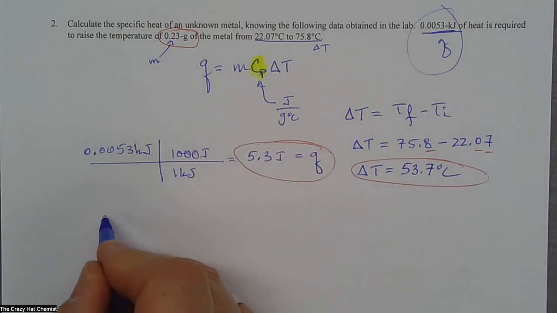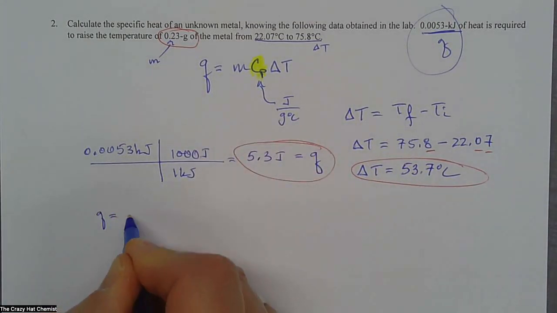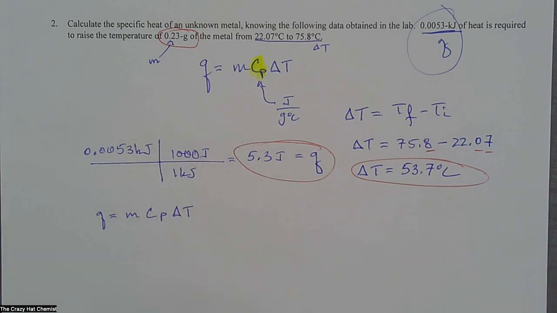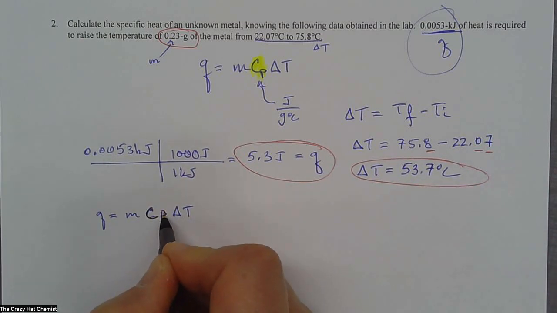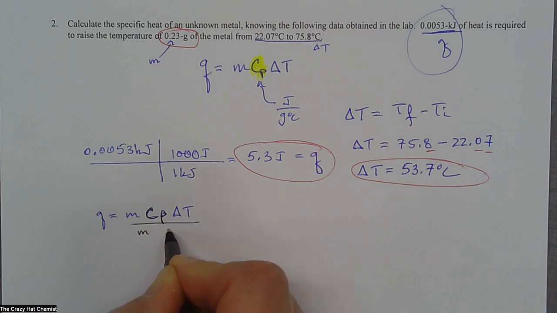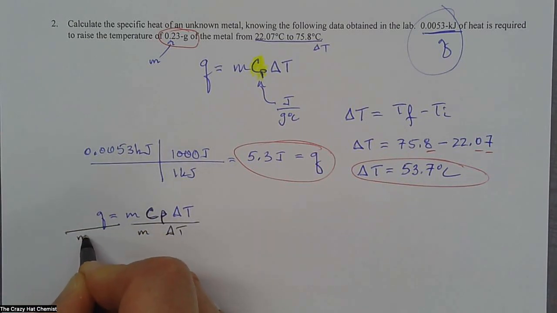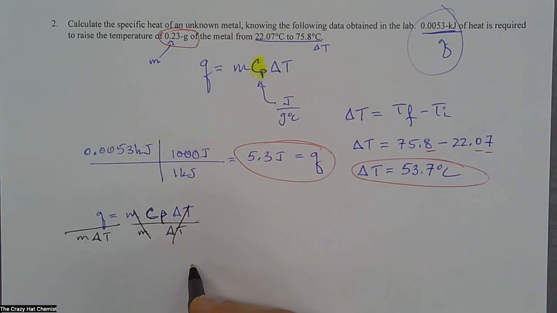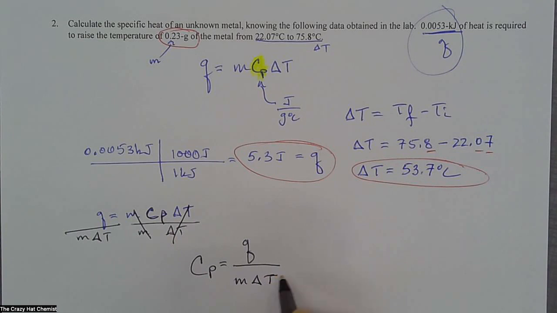What I'm going to do is rewrite this equation. Q is equal to mCp delta T, and what we're going to do is rearrange this and solve for the specific heat capacity. So I'm solving for Cp. I'm going to divide both sides by m delta T. These cancel out, and I'm left with Cp is equal to Q over m delta T.